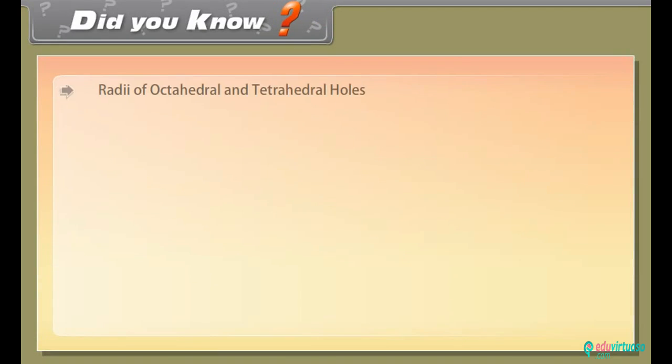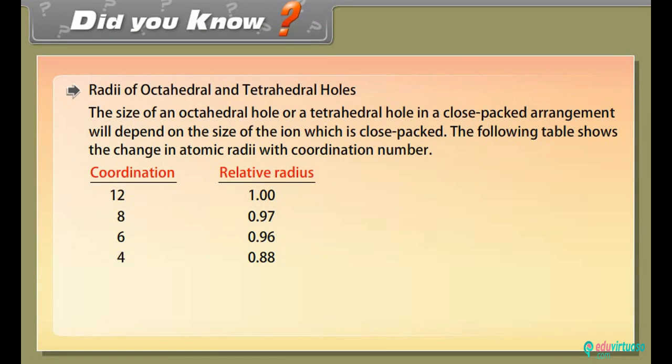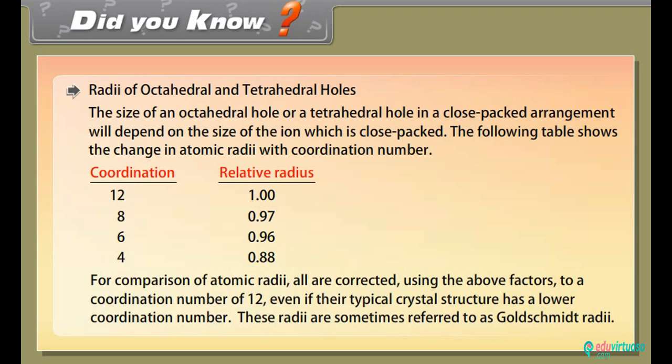Did you know radii of octahedral and tetrahedral holes? The size of an octahedral hole or a tetrahedral hole in a close-packed arrangement will depend on the size of the ion which is close-packed. The following table shows the change in atomic radii with coordination number. For comparison of atomic radii, all are corrected using the above factors to a coordination number of 12, even if their typical crystal structure has a lower coordination number. These radii are sometimes referred to as Goldschmidt radii.